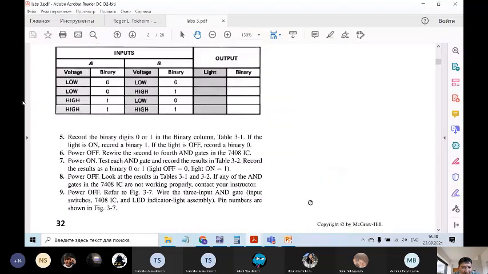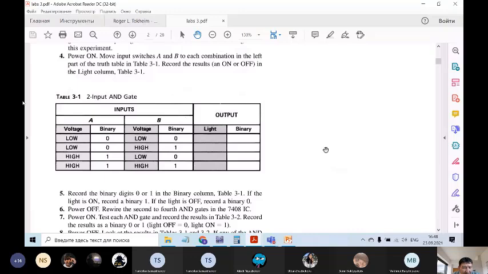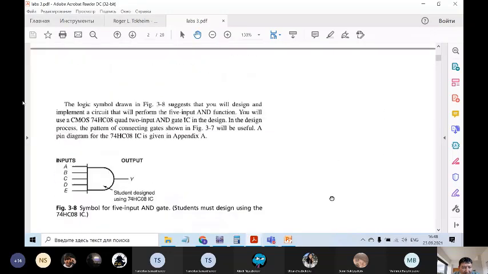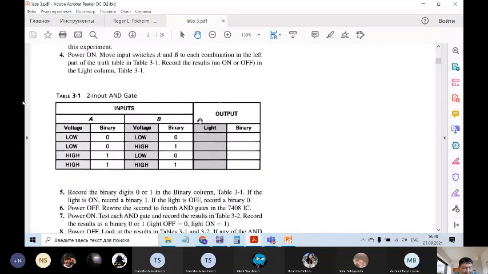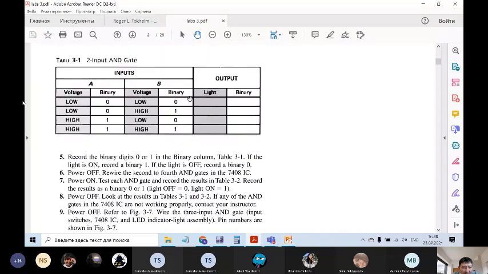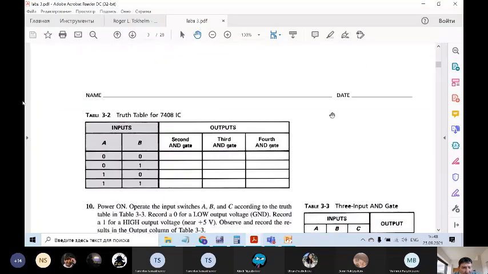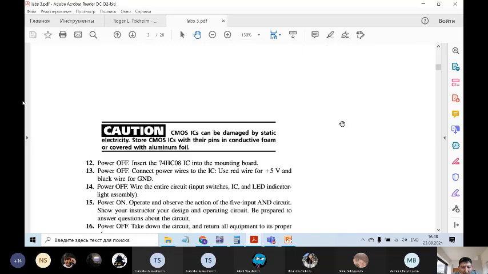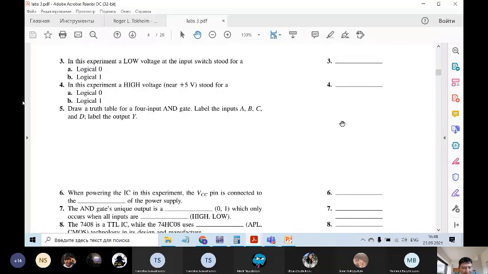Here you need to fill up these tables. You will assemble and check. We have 2 inputs, right? And what will our outputs be? So you need to review.